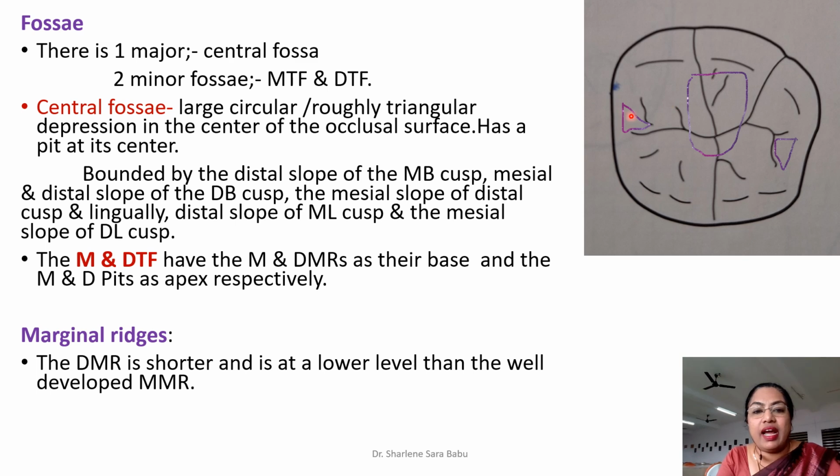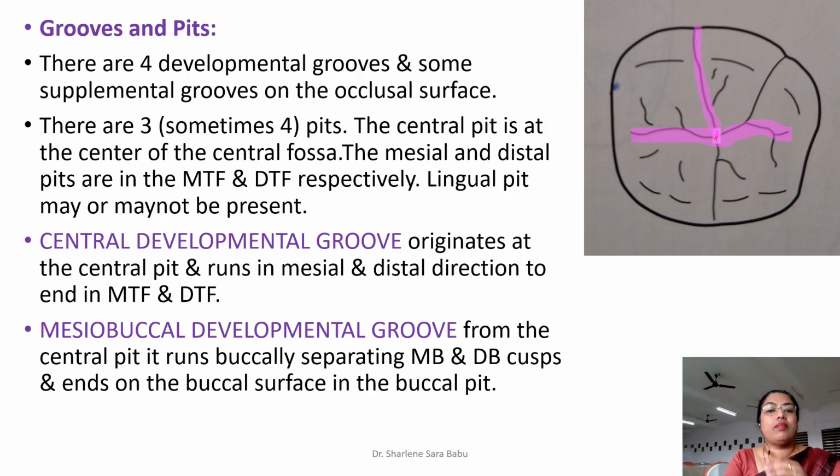The mesial and the distal triangular fossae have mesial and distal marginal ridges at their base and the mesial pit and the distal pit at their apex. Next, moving to the marginal ridges. This is a mesial marginal ridge and this is a distal marginal ridge, and the distal marginal ridge is shorter and at a lower level than the well-developed mesial marginal ridge.